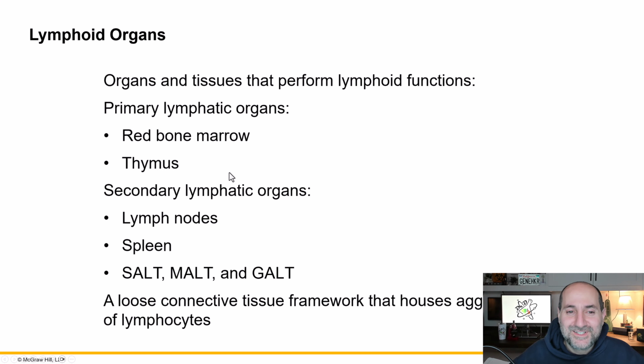Remember, we talked about the lymphoid organs. The primary lymphatic organs are the red bone marrow and thymus. The secondary lymphatic organs are lymph nodes, spleen, and then the lymphoid tissues, SALT, MALT, and GALT.